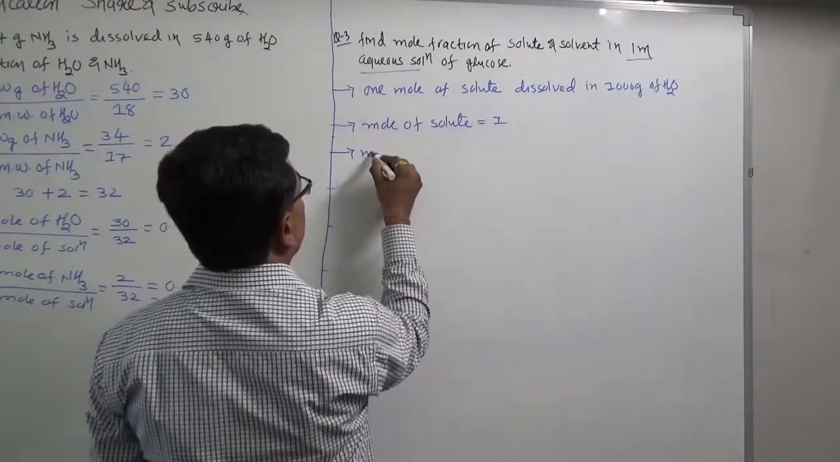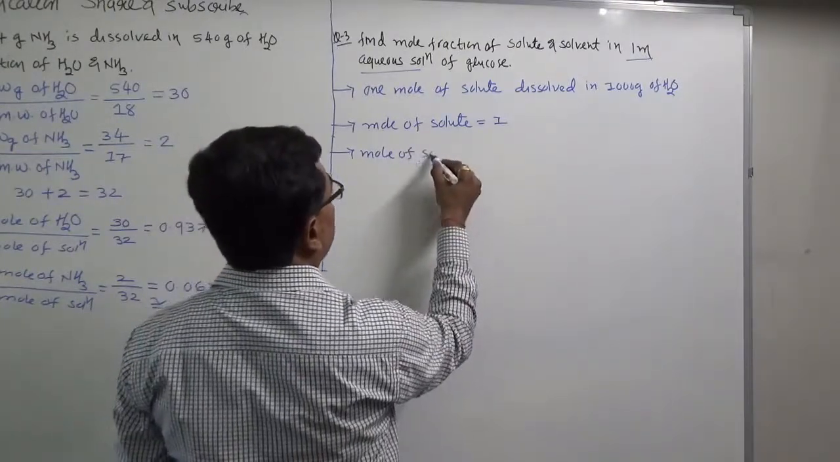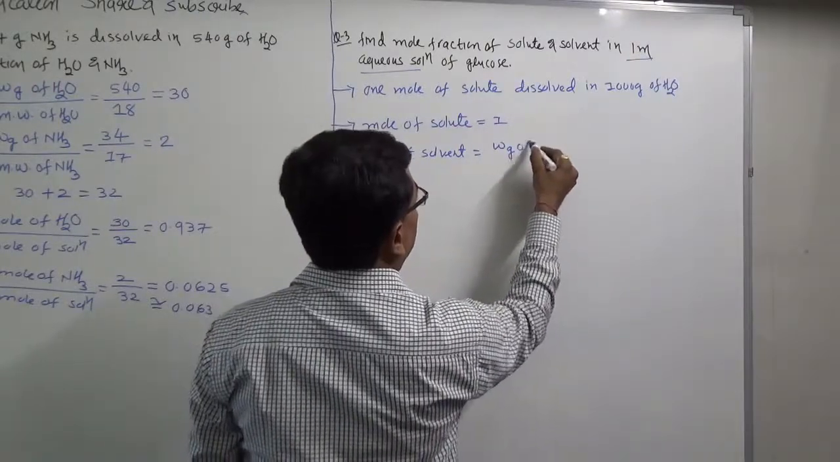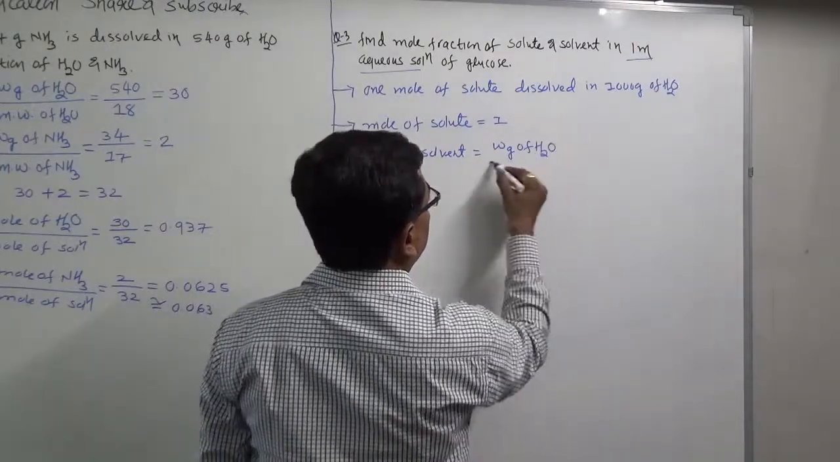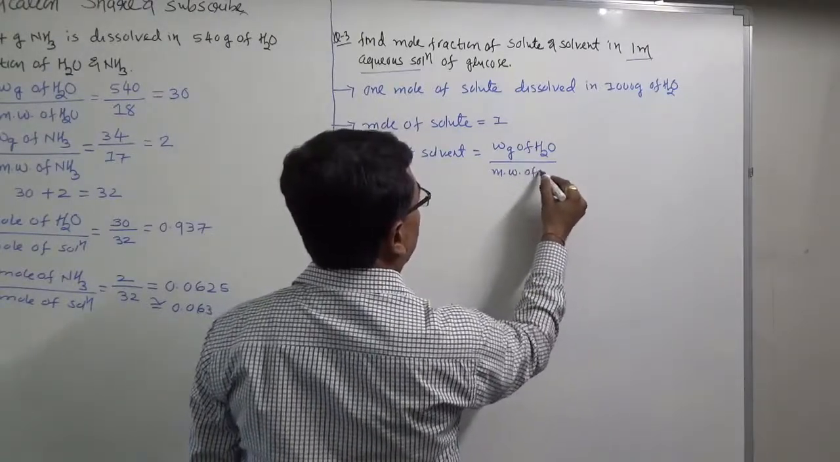Now mole of solvent we can find by using this formula. Mole of solvent equals weight in gram of water divided by its molecular weight. Now weight in gram of water divided by molecular weight of water.